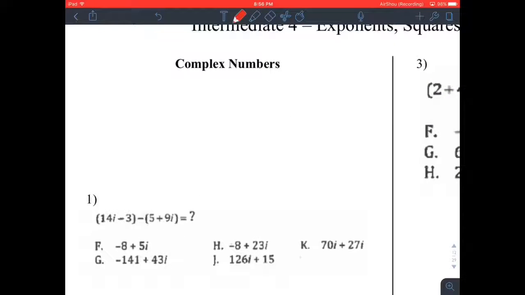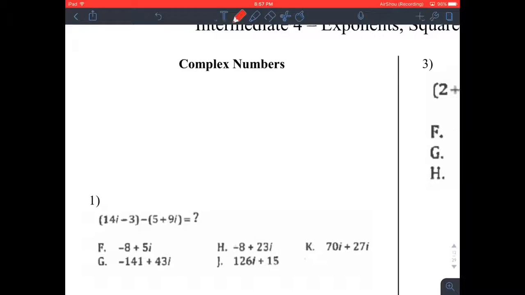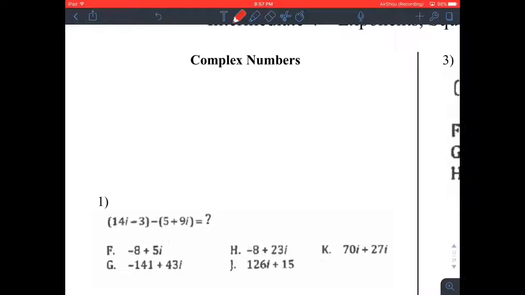Complex numbers. Complex numbers is when you combine all the real numbers and all the imaginary numbers together. I just mean a term that has both. So like 3 plus 2i. That's a complex number. This is a real number, and this is imaginary.